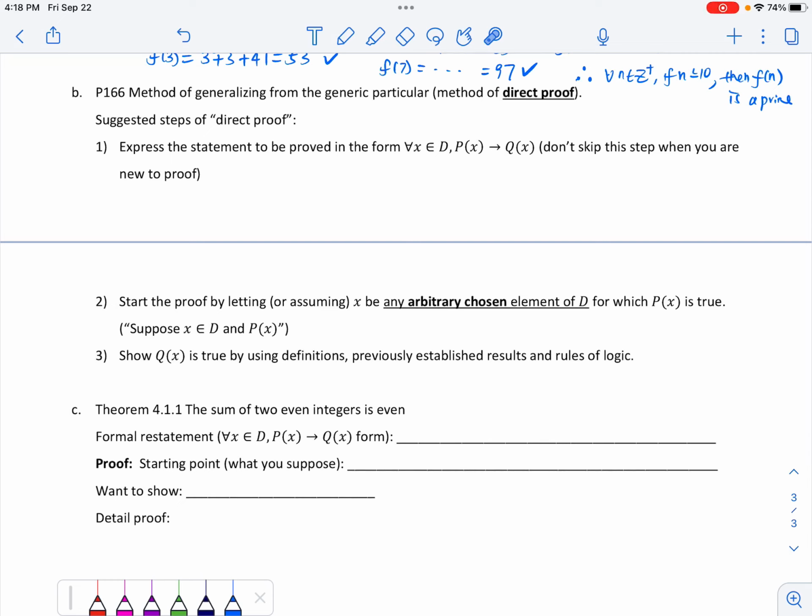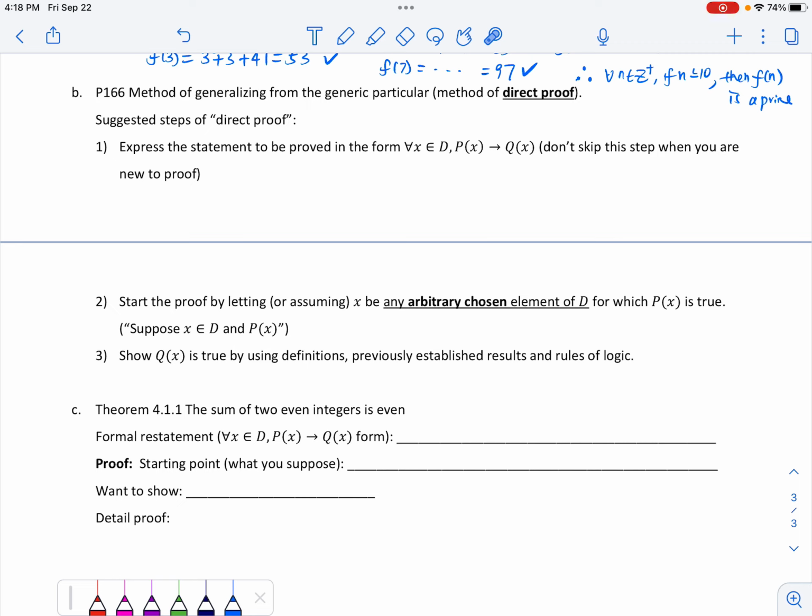Now it's time to introduce the method of generalizing from the generic particular. Here are the suggested steps. Step 1. Express the statement to be proved in this form. So I mentioned earlier, rewrite that into conditional statements.